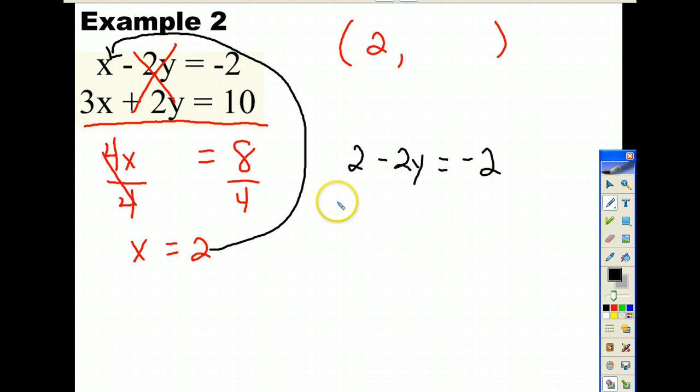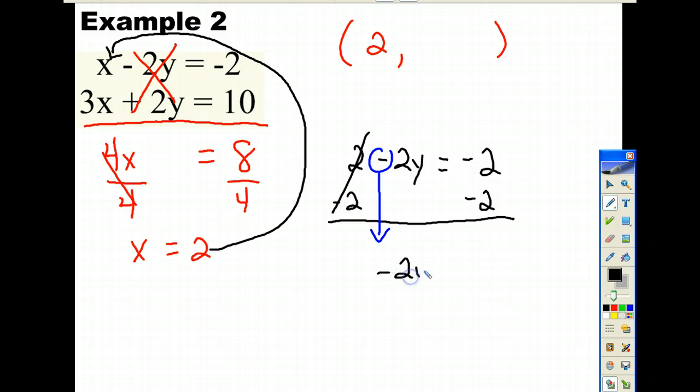So if we're solving here, we got to get rid of this 2 first. So subtract 2 from both sides. 2 minus 2 cancels out. Now be careful here because you've got this minus sign, so you got to be sure you bring it down, leaving us with negative 2y equals negative 4. And then solve for y by dividing both sides by negative 2.